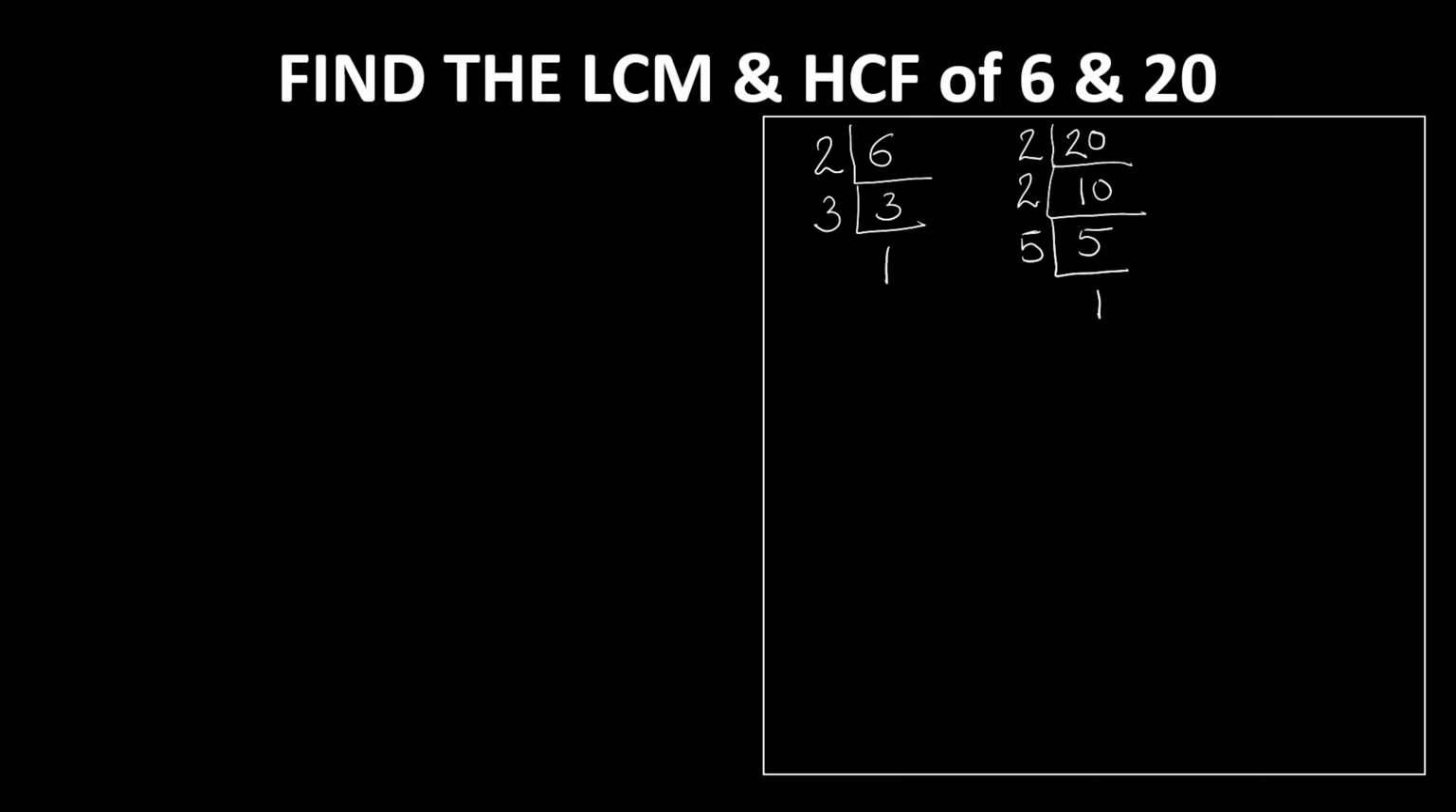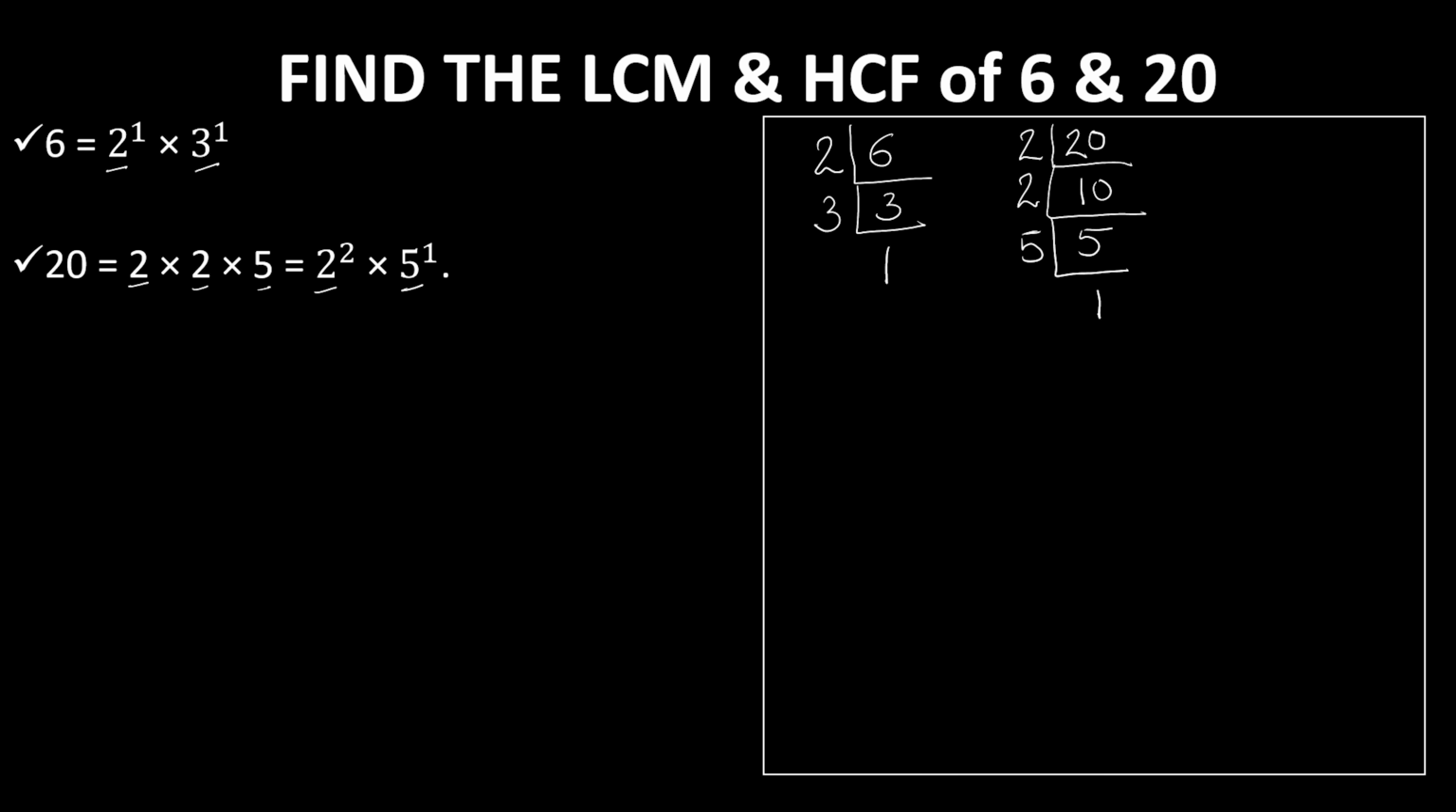Now let's write down 6 and 20 as the product of their prime factors. So 6 can be written as 2 into 3, which can also be written as 2 raised to 1 into 3 raised to 1. For 20, we can write 20 equals 2 into 2 into 5, which can also be written as 2 raised to 2 into 5 raised to 1.